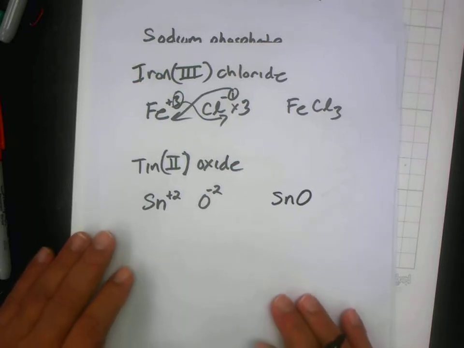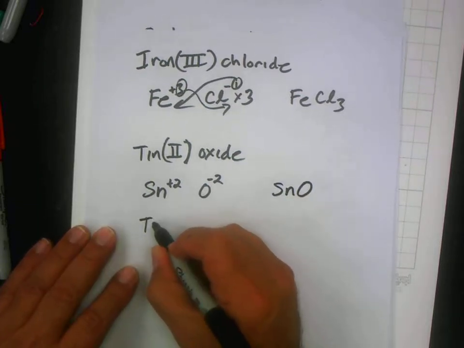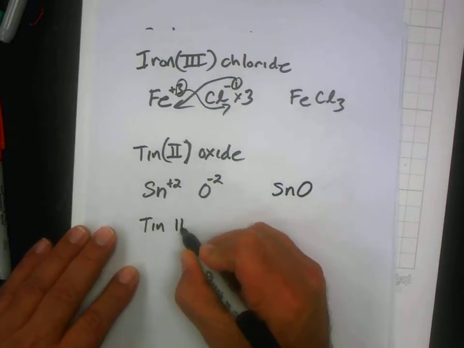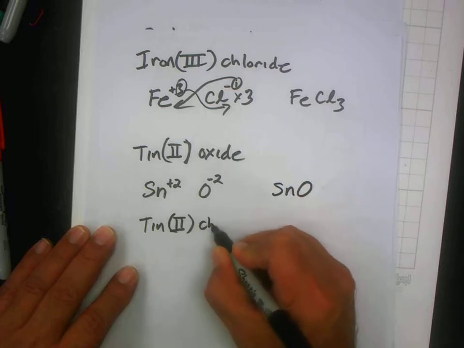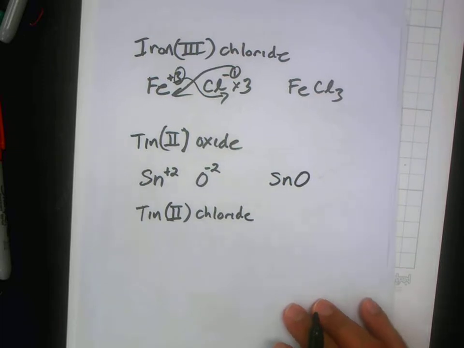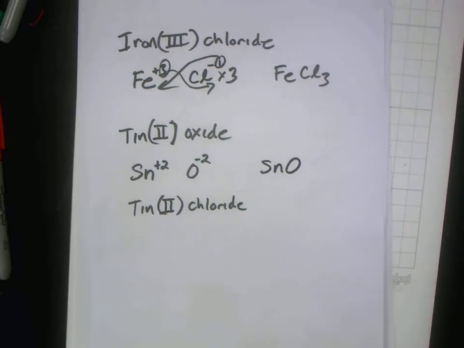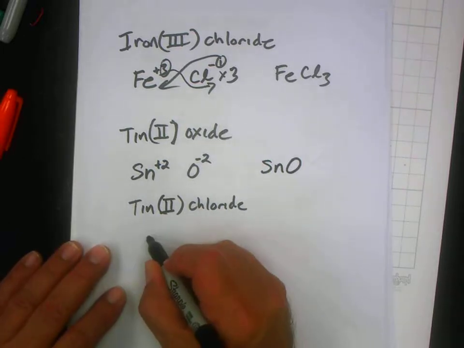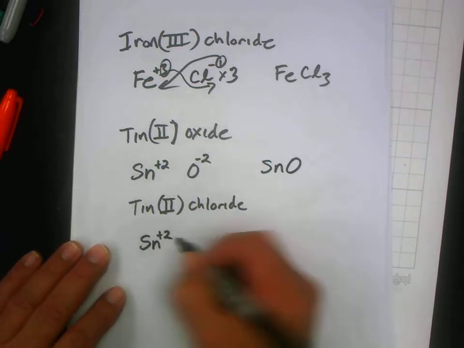And you might see that here more, if I have you give me the formula for tin 2 chloride. All right, so tin 2 oxide is SnO. What's tin 2 chloride? Well, just like tin 2 oxide, tin 2 chloride has a tin with a plus 2 charge.